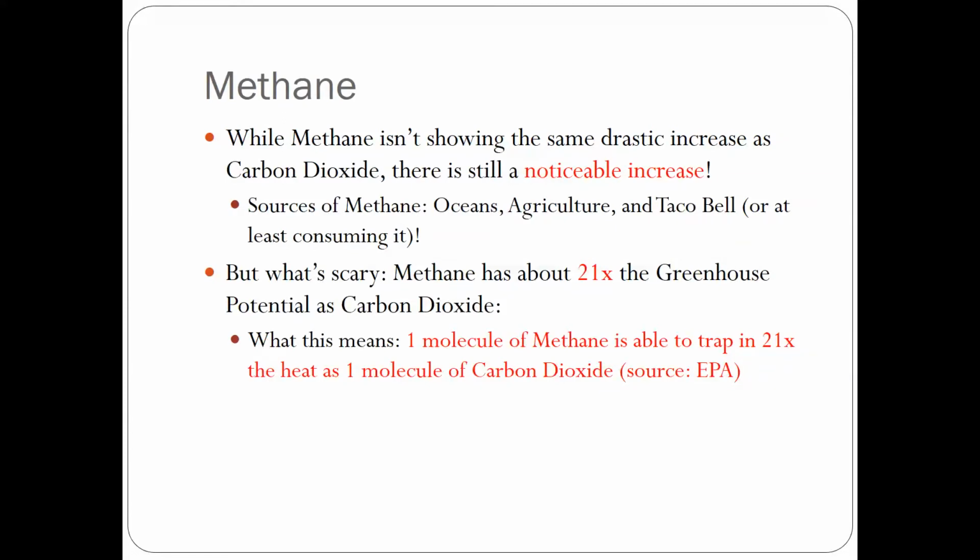What that means is if I have one molecule of methane, it can trap in 21 times as much heat as one molecule of carbon dioxide. 21 times as much. So having methane in our atmosphere is a very concerning thing. And as we grow more beef, as we increase our agriculture, we are increasing the amount of methane that's being released into our atmosphere. And if we don't do something about it, that can cause runaway warming. So even though methane isn't as abundant as carbon dioxide, it's 21 times as potent. So it's still very concerning.